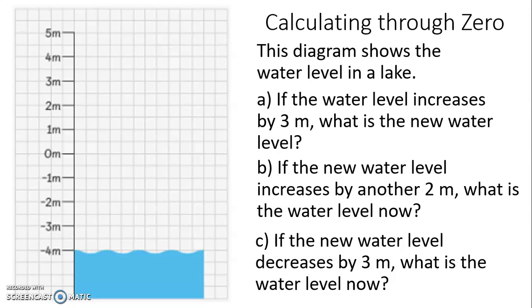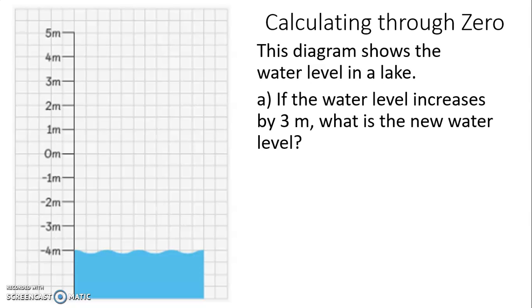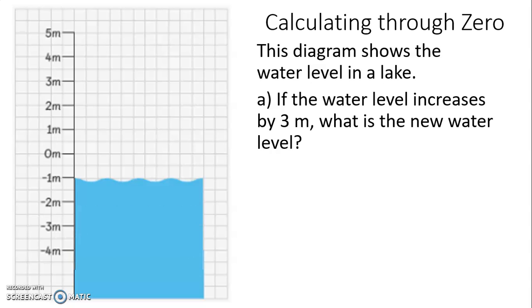The rest of us, we can start with A on our own. If the water level increases by 3 meters, what is the new water level? So, at the moment, the water level is at -4 meters. Increasing by 3. So that is going towards 0. So let's increase by 3. And we can see that the new water level is -1 meter.